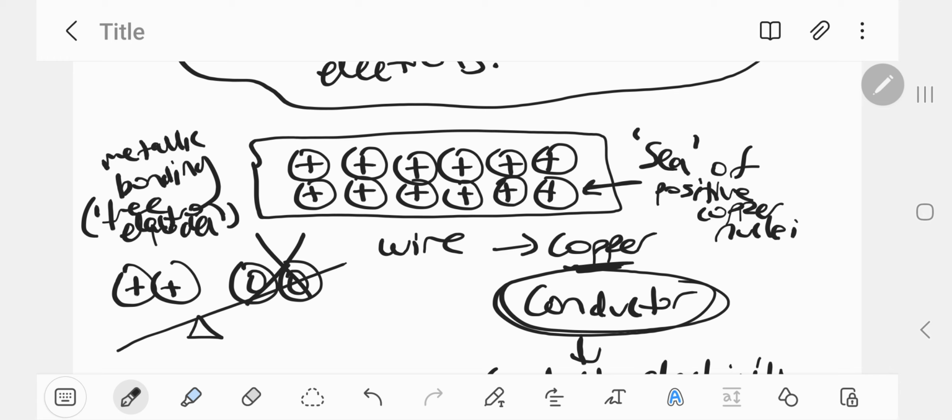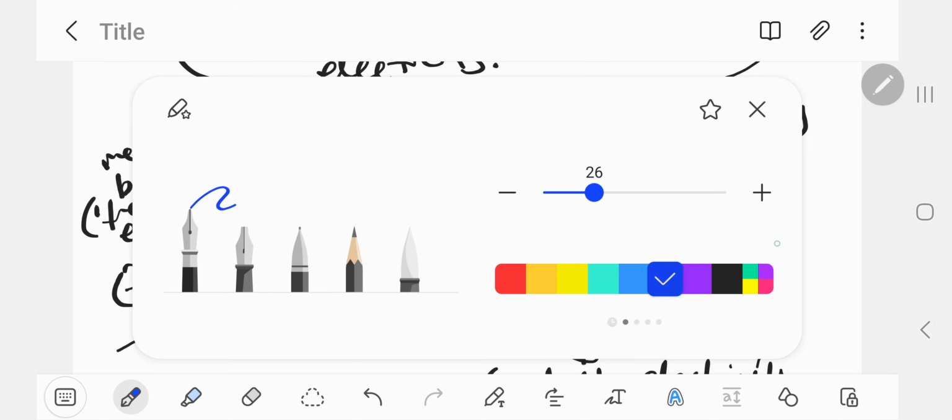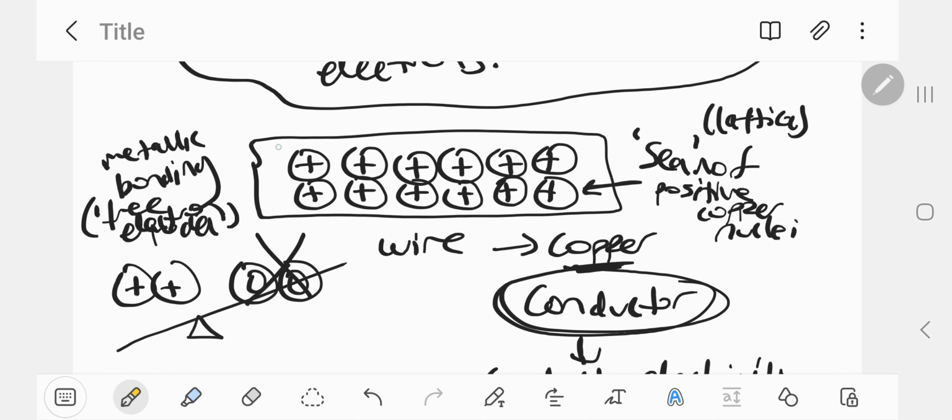And around this lattice, I should say, also known as a lattice, lattice means regular arrangement. The positive nuclei are regularly arranged in rows and columns. Amongst this lattice, you've got free electrons, and hence the term free electron model. I put minus signs here. The electrons are simply free to flow. That's what makes metals like copper great conductors, because the electrons can flow through a wire.